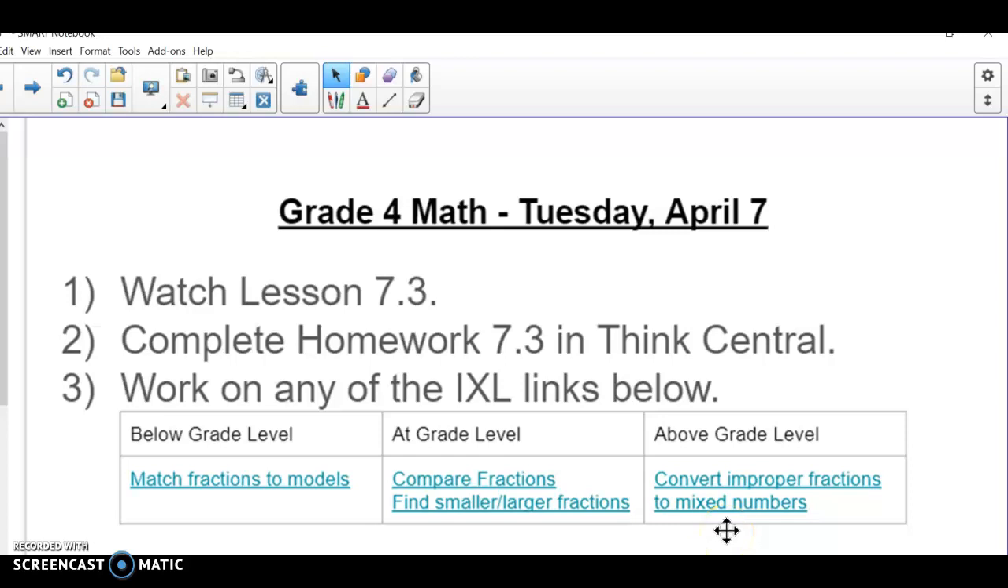Okay, and always feel free to explore on IXL. There's so many different options. I just assign a few. Okay, so make sure that you are working on these. And then if you have any questions, let your teacher know.